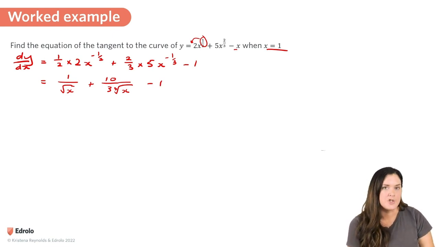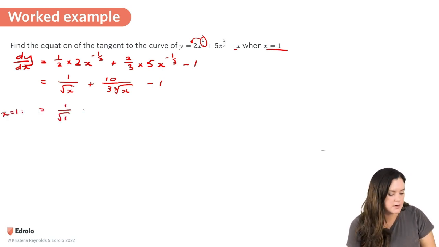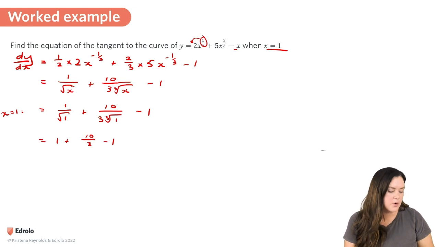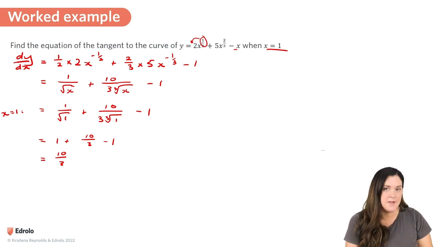So now we've got our derivative, we need to substitute in x equals 1. So doing that gives 1 divided by the square root of 1 plus 10 over 3 times the cube root of 1, and then take away 1. So we'll end up getting 1 plus 10/3 take away 1. So our gradient there when x equals 1 is just 10/3.